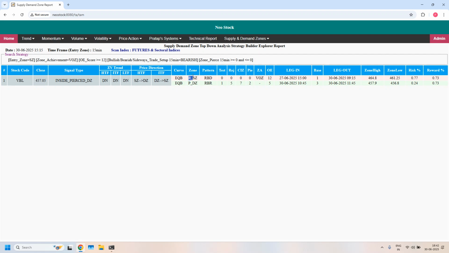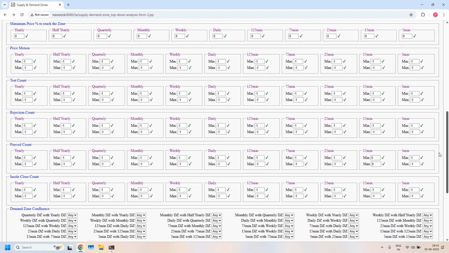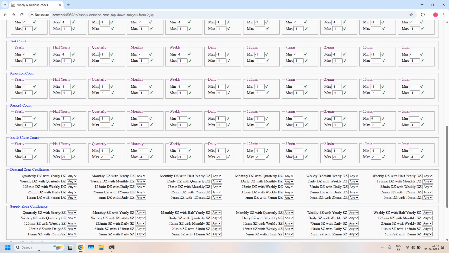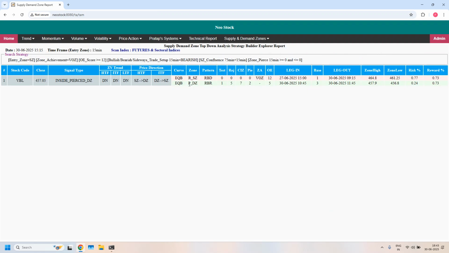So this 1 stock is supporting bearish trade setup for daily income trade. Let's check its probability to succeed. So zone confluence, first one, supply zone confluence. I'm checking whether 15 minutes and 75 minutes supply zone confluence is there or not. So it is having it; this supply zone is overlapped with the 75, and the 75 minutes trend is down.